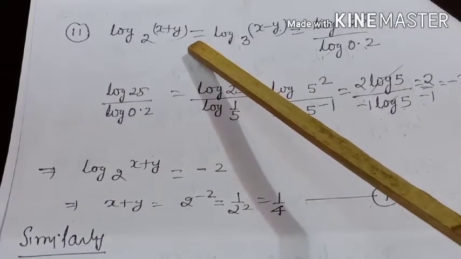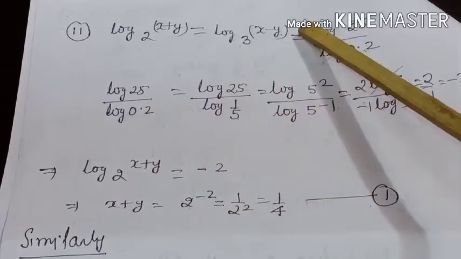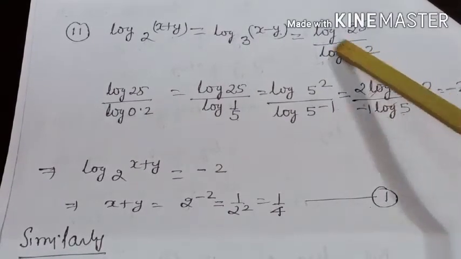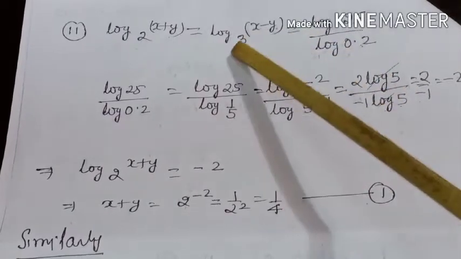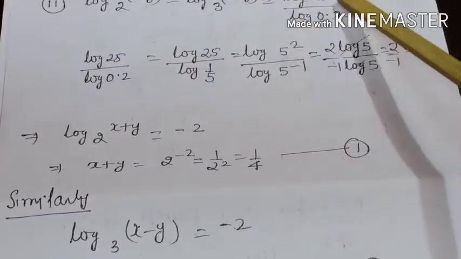We are in question number 11. Log (x plus y) by 2 to the base 2, that is equal to log (x minus y) to the base 3, is equal to log 25 by log 0.2. Again the same pattern. This one will be equated to this one and this one separately will be equated to this one. So at first we are trying to solve it in simplest form.